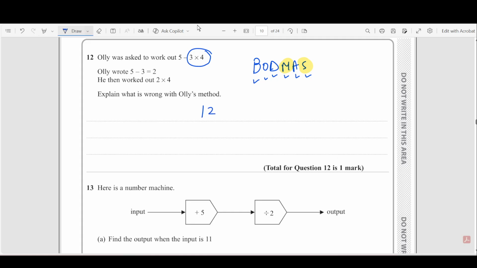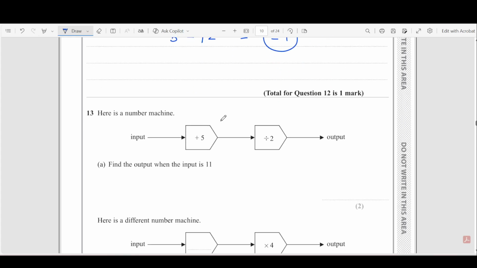4 times 3, 12. Then we need to subtract, okay? So 12 minus 5, 7. The bigger number has a negative in front of it, so my answer is going to be negative 7. Okay, that's why she is wrong, because she does not follow this order.